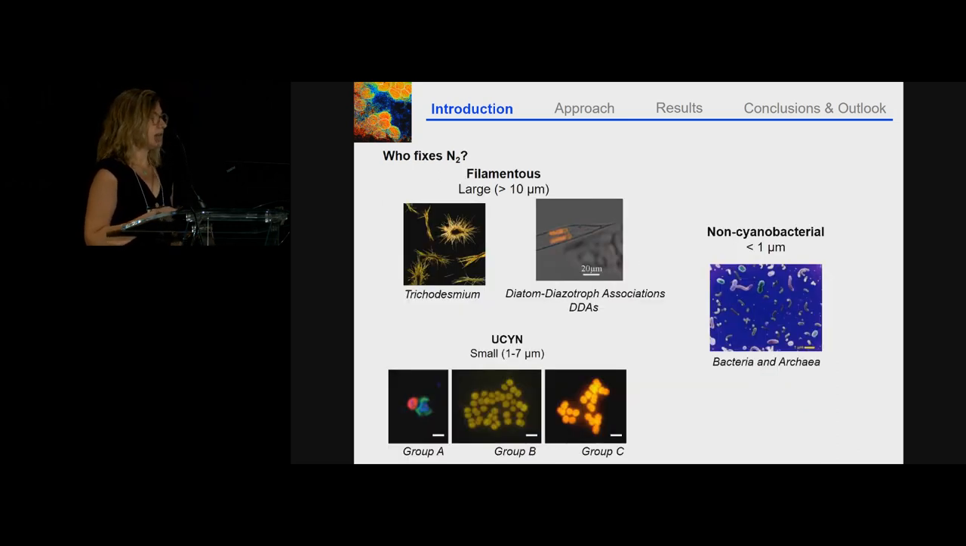So who fixes nitrogen? We call them diazotrophs, and they are mainly cyanobacteria. We have the filamentous ones, like Trichodesmium. We also have filamentous diazotrophs that live associated to diatoms, what is called DDAs. And then we have these unicellular groups that are smaller, and they are basically classified as groups A, B, and C. And then we have these non-cyanobacterial diazotrophs. On the other end, they can be bacteria or archaea. They are very diverse, and we don't know very much about them, actually.